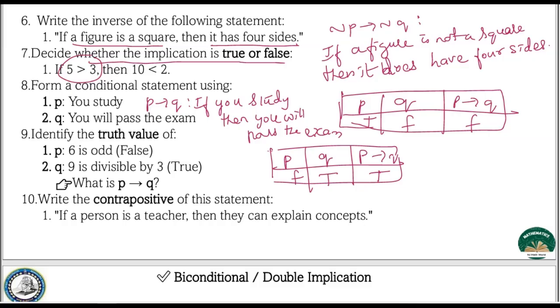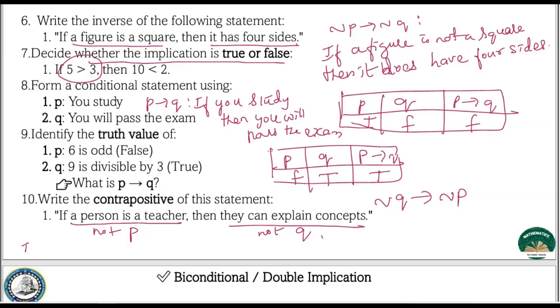Write the contrapositive of the statement. What is contrapositive? It will be negation Q implies negation P. First, you will see what is P. This is P and this statement is Q. So first we should use not for both. Then we should write first Q and then we should write P.